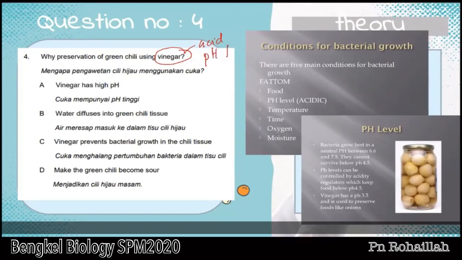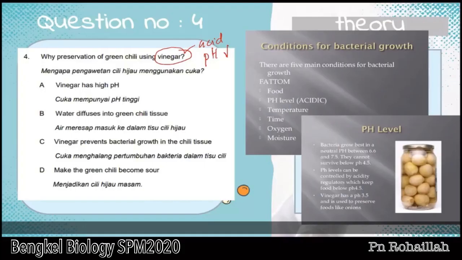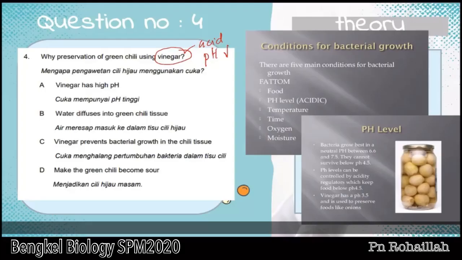Betul tak? Okay, so what is the relationship between the preservation and also vinegar? Why we cannot use tap water? Kenapa kita guna vinegar? Adakah we say that we want to have a sour green chili? No, there is another reason. So first A, why preservation of green chili using vinegar? Vinegar has high pH. So salah lah, because we already write down there pH is lower.